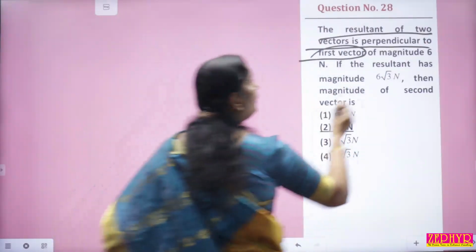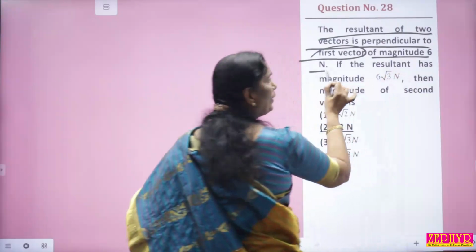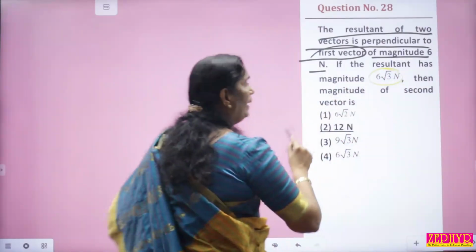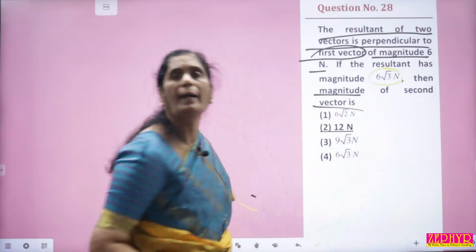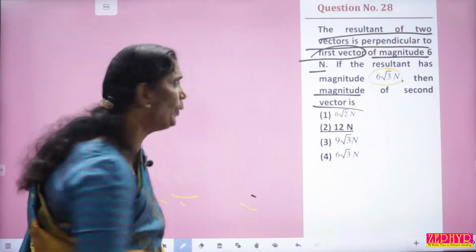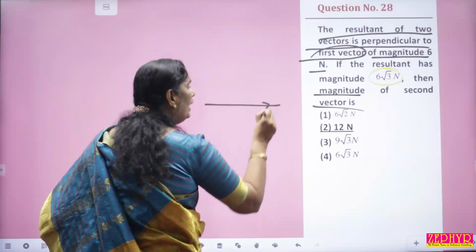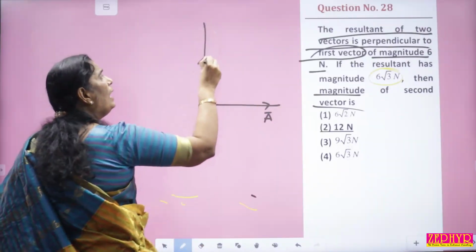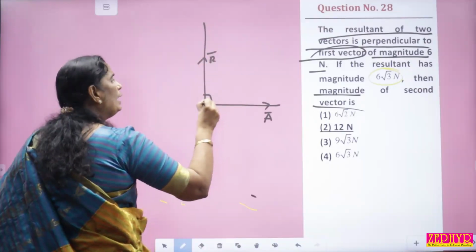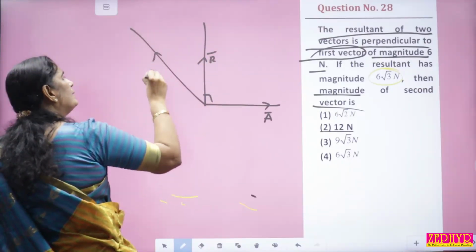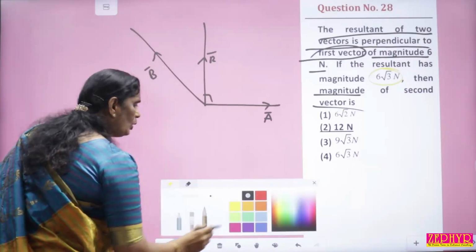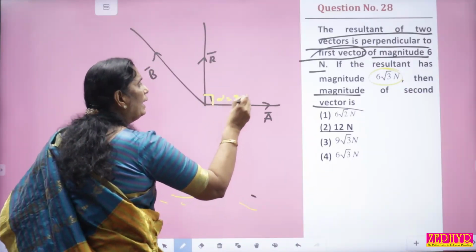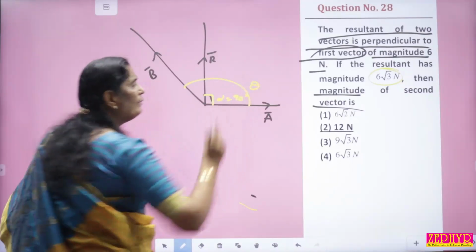The first vector has magnitude 6, and the resultant magnitude is 6 root 3. Then what is the magnitude of the second vector? It depends upon how you draw the diagram. So this is the first vector, but they gave the resultant. The resultant is perpendicular to the first vector. Therefore, the second vector will be like this. So what is this angle? Alpha is 90. Now this is theta.